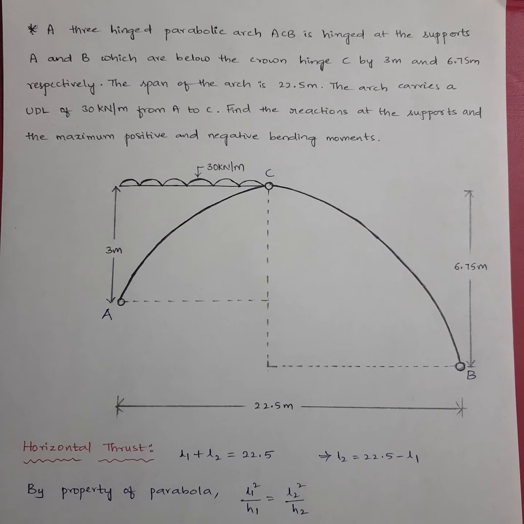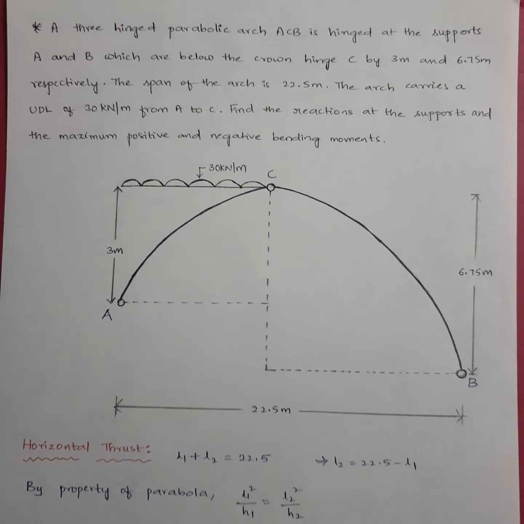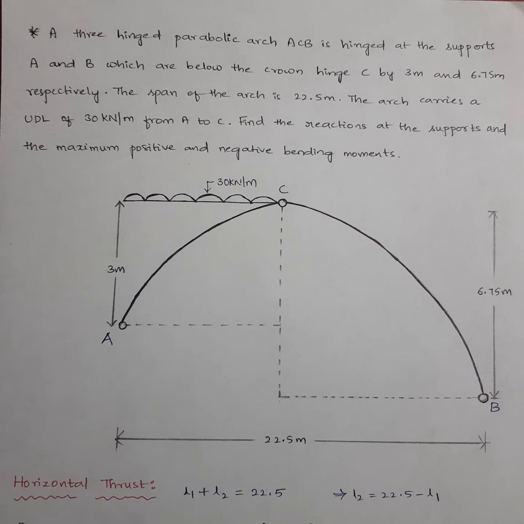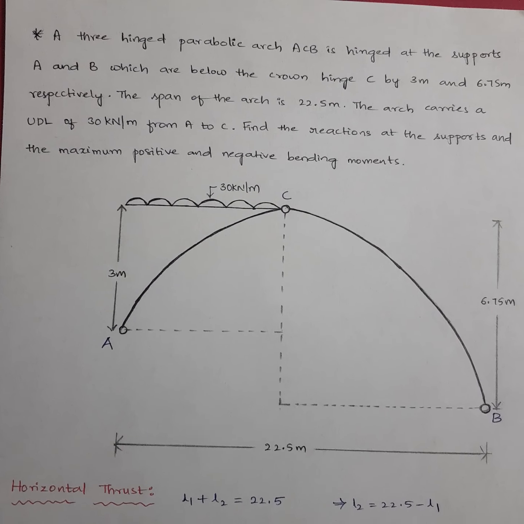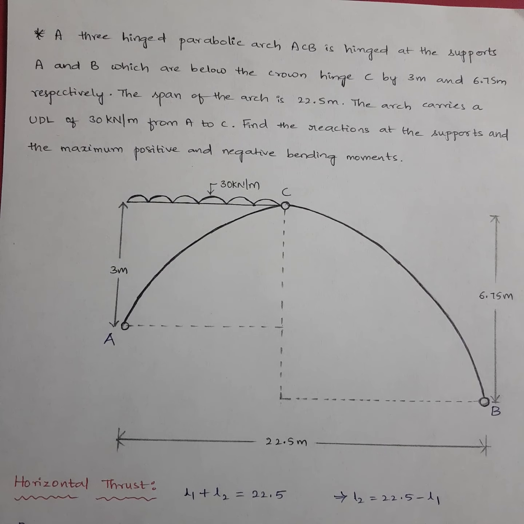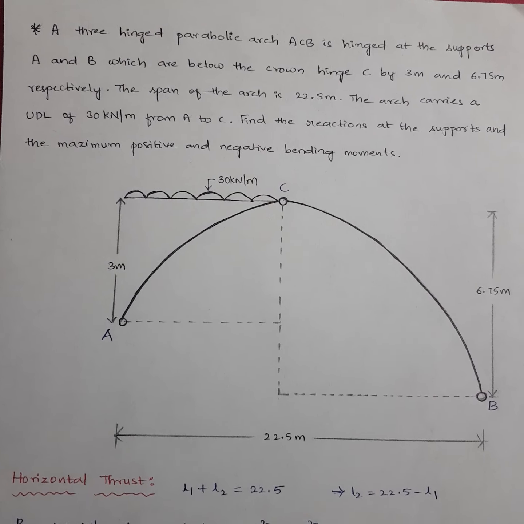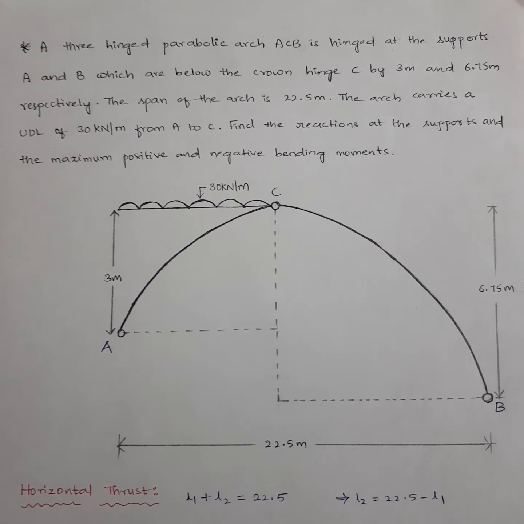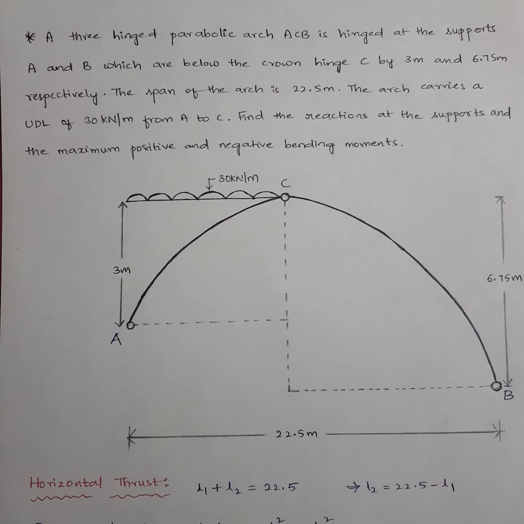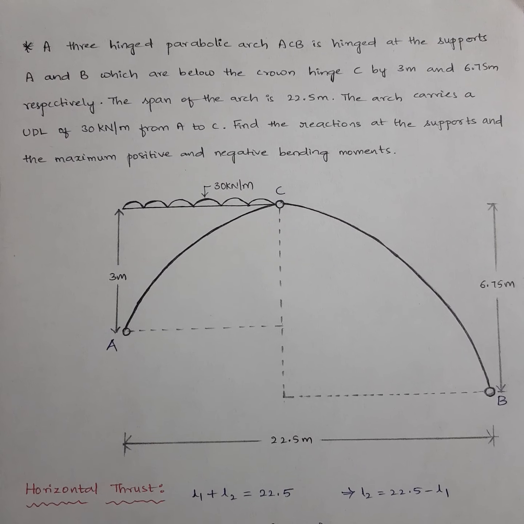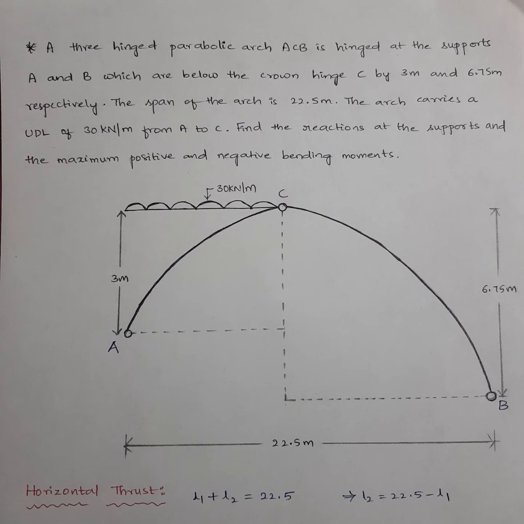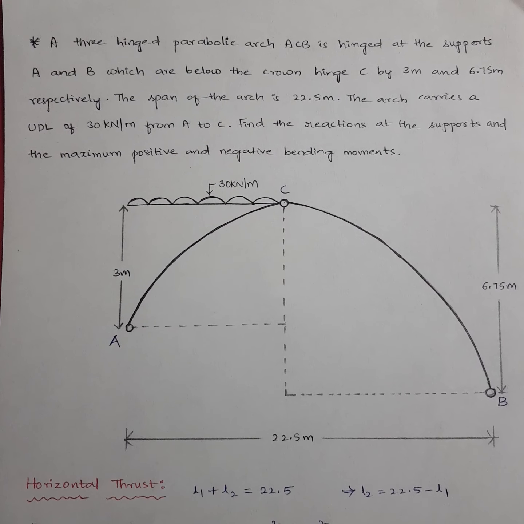So in this video we will discuss how to solve a problem related to a three-hinged parabolic arch, but the supports of the arch are at different levels. In the last problem we have seen how to analyze the three-hinged arch. I have shown you how to calculate the horizontal thrust, bending moment at any section, radial shear and normal thrust. Now we'll see how to analyze a three-hinged arch when the supports are at different levels.